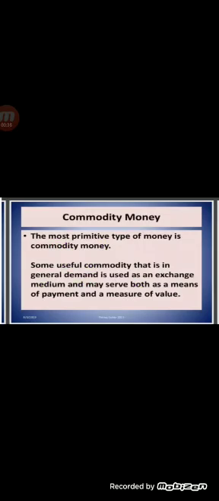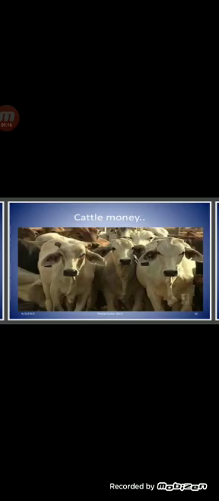Next one is commodity money. The most primitive type of money is commodity money. Primitive means old, commodity means thing. Some useful commodity that is in general demand is used as an exchange medium and may serve both as a means of payment and a measure of value. For example, nails, grease, salt. This is a picture of Japanese commodity money. First one, arrowheads, then rice grains, then gold powder. Cattle money.